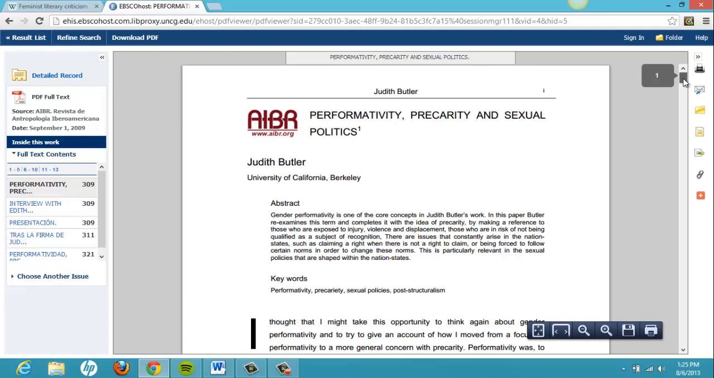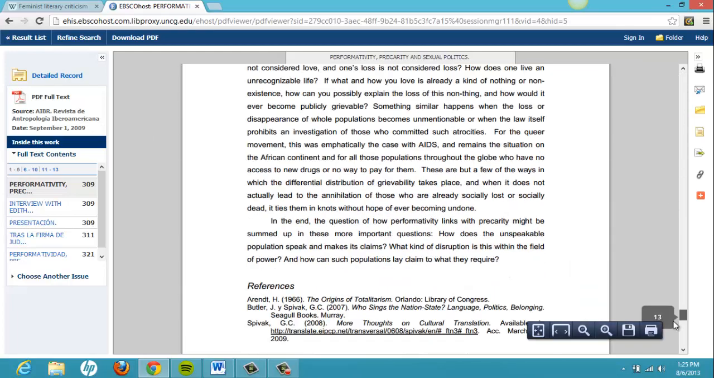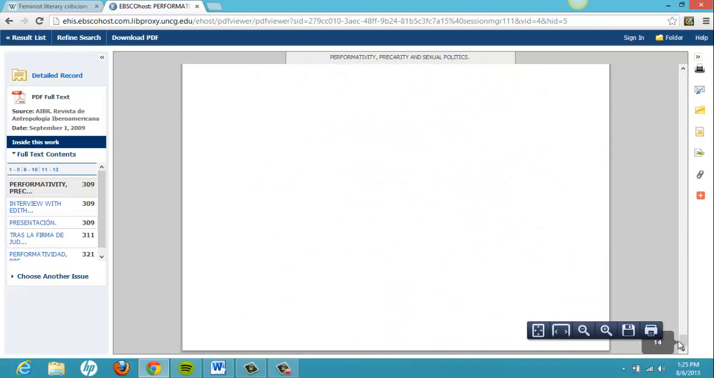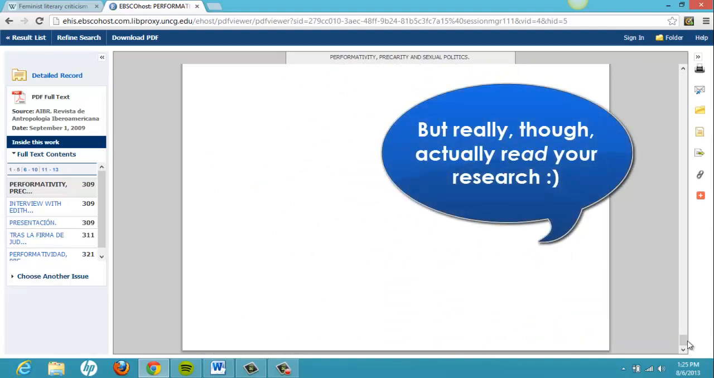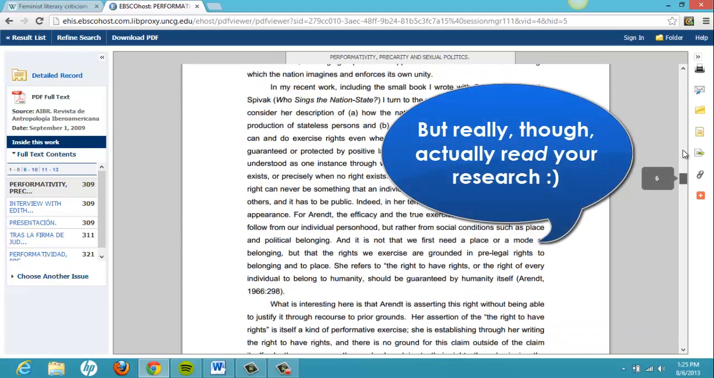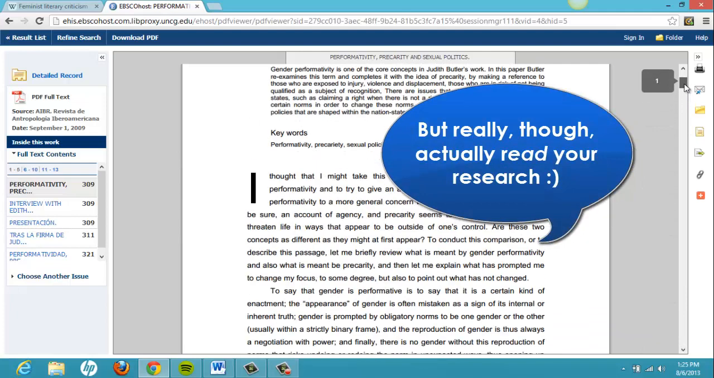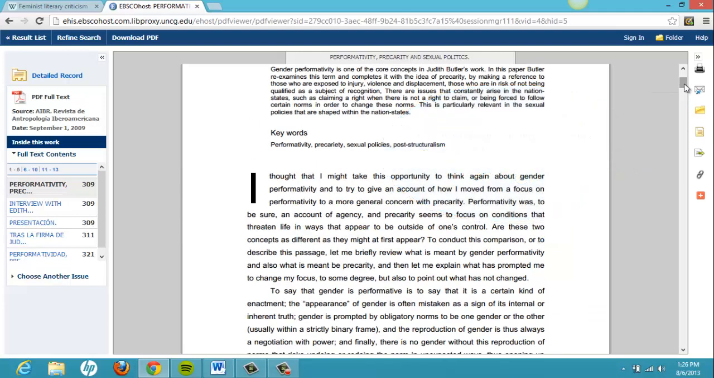First, I need to see how long it is. I see that it's only 14 pages. And you really need to read the articles that you find, especially if they're this short. And while you're reading it, you should highlight and take notes of anything that reminds you of the novel Speak, or the novel that you're applying your literary criticism to.